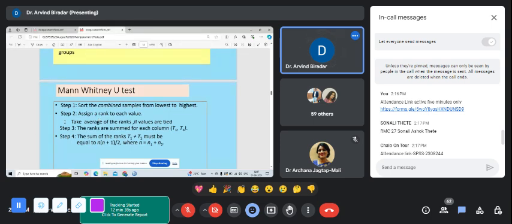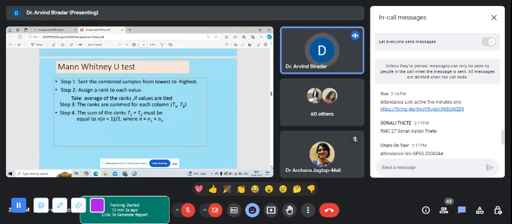So T1, T2 and all these things. Then you take the sum of the ranks, which must equal n(n+1)/2, where n is equal to n1 plus n2. I'm not going to explain all these things because you are not going to do anything manually. It is just for understanding, because these things are coded and the computer applies them. Our work is something different.